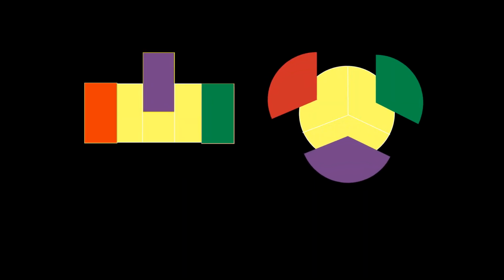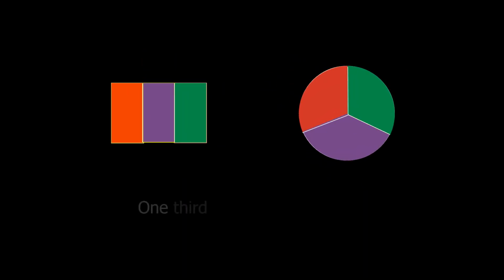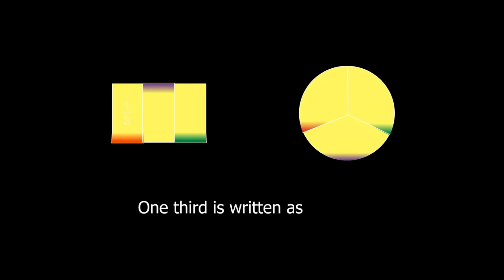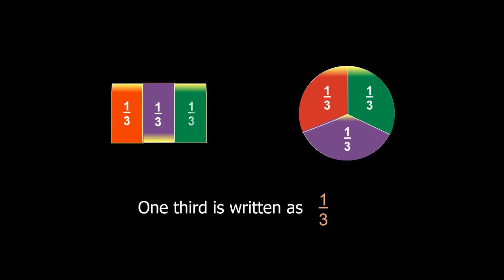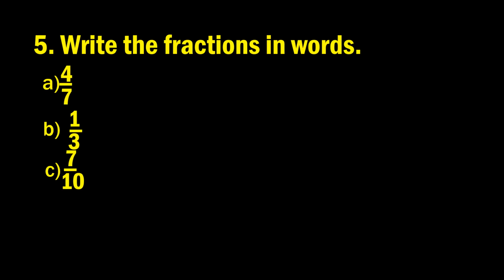So shall we now look at these two pictures. The first rectangle and the circle are divided into three equal parts. Yes. So each part is called one third. So one third is written as 1 by 3. Each part is 1 by 3. That means one third.